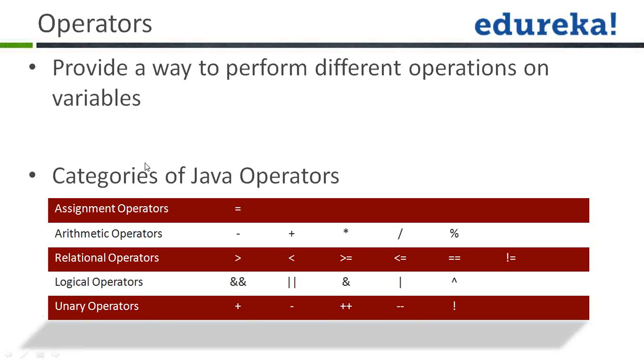Now in Java, operators have been divided into different categories, namely assignment operators, arithmetic operators, relational operators, logical operators, and unary operators. These are the 5 categories into which they have divided the operators. We'll discuss each one of them one by one.